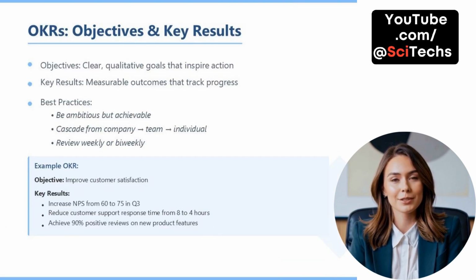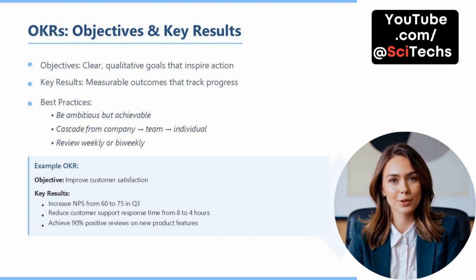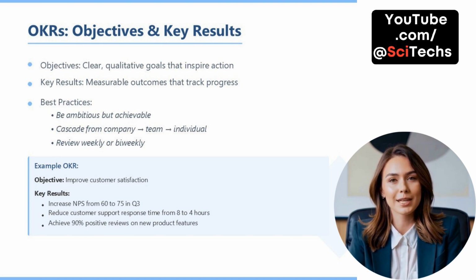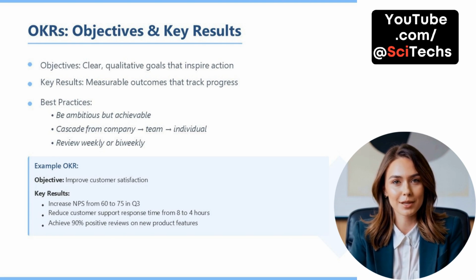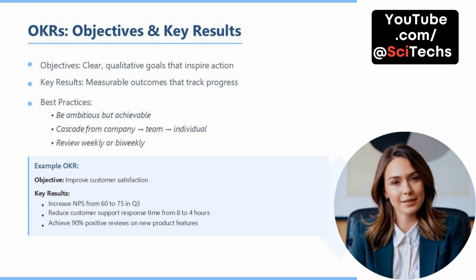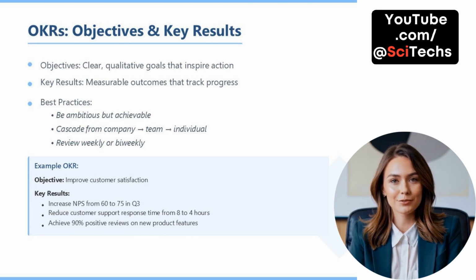OKRs, Objectives and Key Results. OKRs, short for Objectives and Key Results, are a popular framework used by organizations like Google and Intel to align work across every level. Objectives are clear, qualitative goals that inspire action. They're directional and should motivate people. Key results, on the other hand, are measurable outcomes that track progress toward those objectives. Effective OKRs cascade from company to team to individual, ensuring alignment from top to bottom.